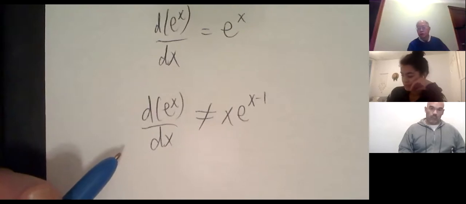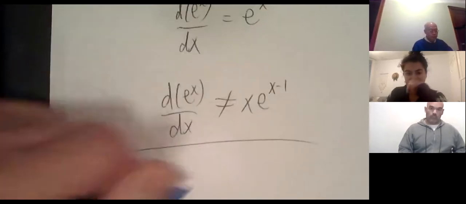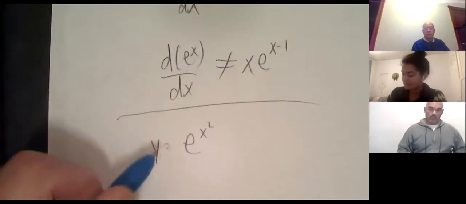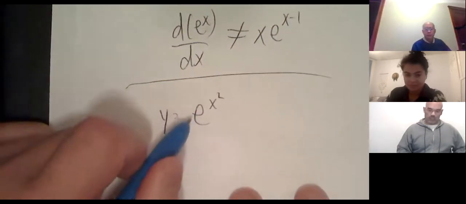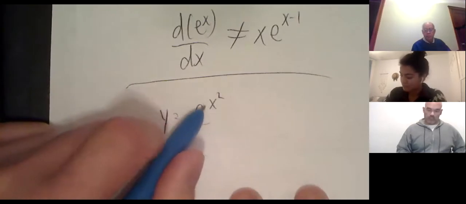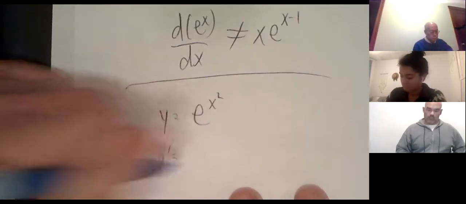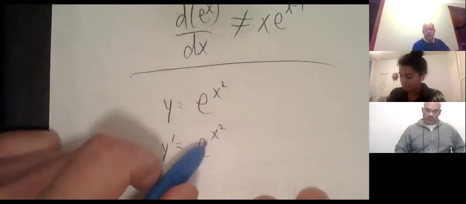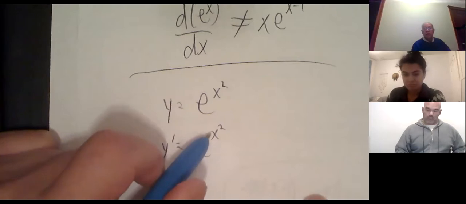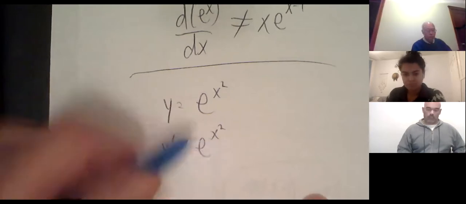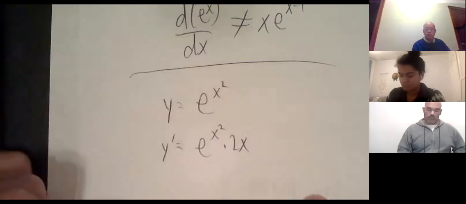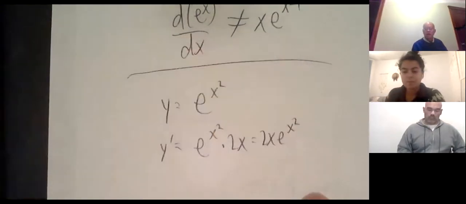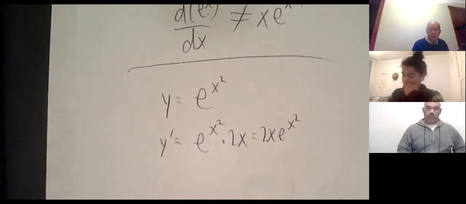Okay, so I'll show you one of those. That's about it. Suppose I have y equals e to the x squared. This is a chain rule. The derivative of e to the x squared is e to the x squared, but because of the chain rule, it's times the derivative of x squared, which is 2x. So it's 2x e to the x squared. That's the way that it would work.